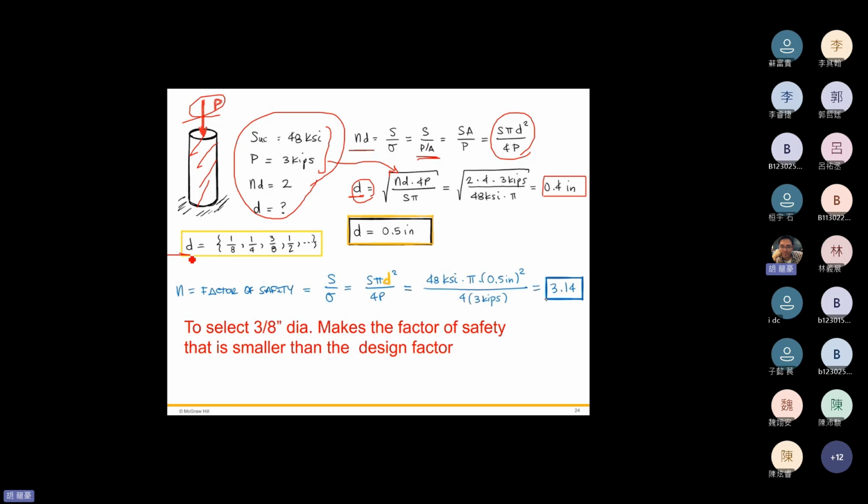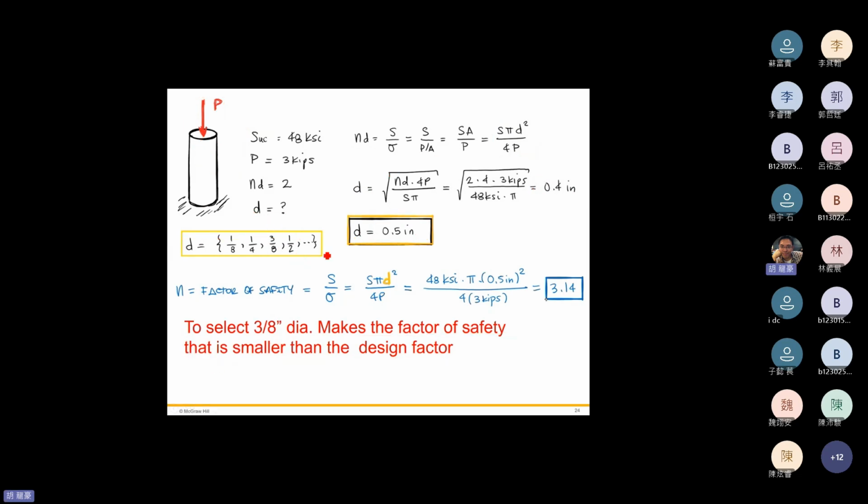So the D from the spec, I mean, it's a standard component, and this company provides the standard specs of these components. It's 1/8, 1/4, 3/8, and a half inch. For this 0.4 inch, regularly we would pick the 3/8. However, if we use the 3/8 diameter, we'll make the safety vector smaller than the design vector. Therefore we have to select the diameter equal to 0.5 inch.